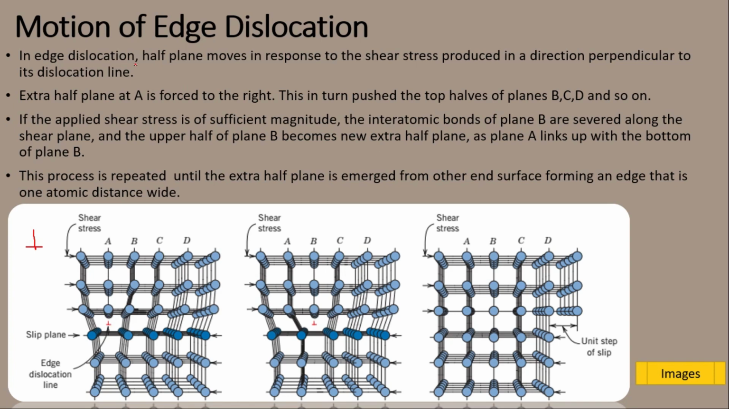So in an edge dislocation, the half plane moves in response to the shear stress produced in a direction perpendicular to the dislocation line. If this is our dislocation line, and these are the stresses being applied, the shear loading being applied, that is perpendicular to the dislocation line, as you can see here. When these stresses exceed the critical value, the extra half plane at A is forced to the right, and this in turn pushes the top halves of the planes B, C and D further towards the right.